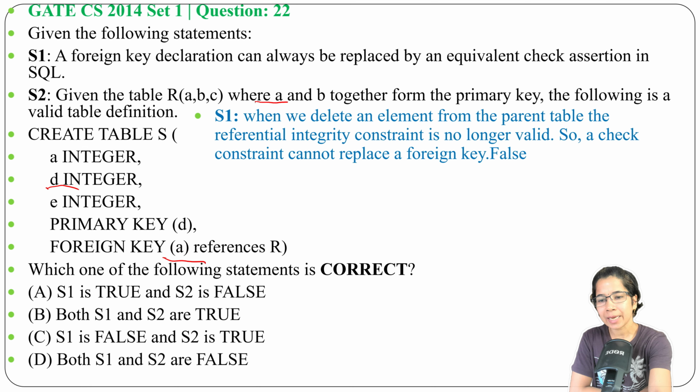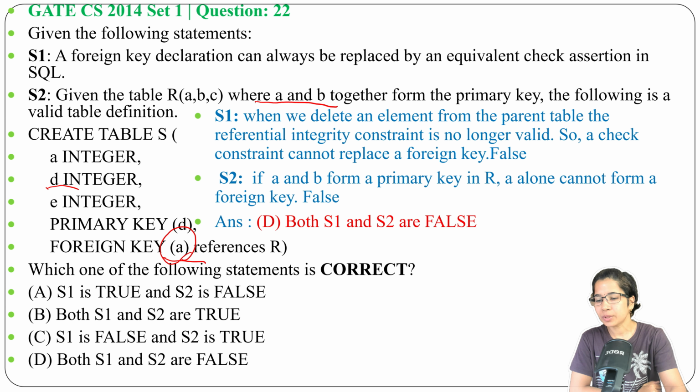No, here A, B combinedly form a primary key in table R. So A only cannot be a foreign key referring to R. There should be A, B both, as combinedly A, B form a primary key. Hence, the foreign key should be A, B both. Hence, this is false. We found both statement 1 and statement 2 false.